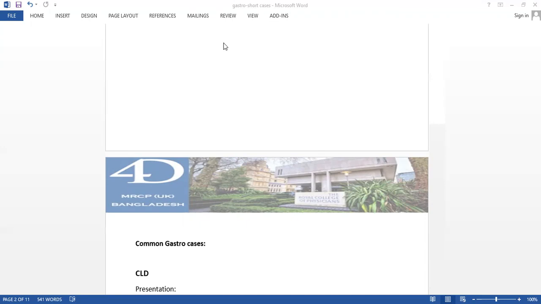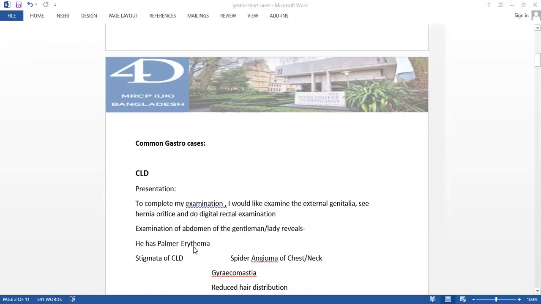Ascites, as I have found shifting dullness and also fluid thrill. This CLD is complicated by portal hypertension, as I have found splenomegaly, which is about 3 fingers breadth from the left costal margin.